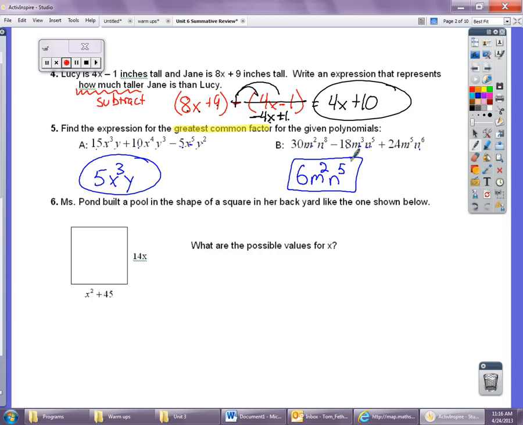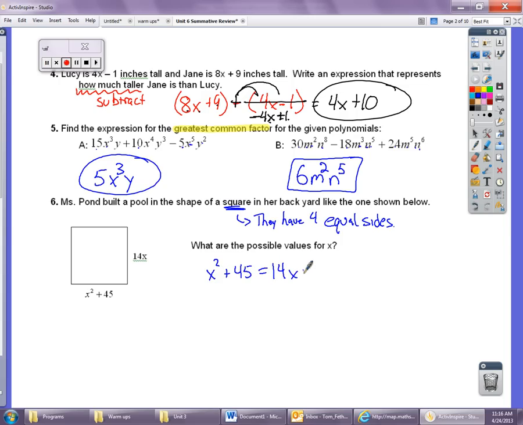Question 6. Bond built a pool in the shape of a square in her backyard, like the one shown below. What are the possible values of x? Well, if it's a square, what we know about a square is they have 4 equal sides. So since they have equal sides, what we have is x squared plus 45 equals 14x.